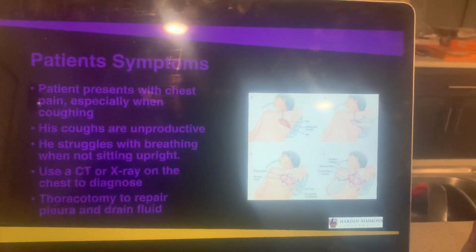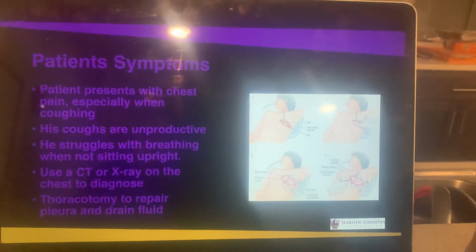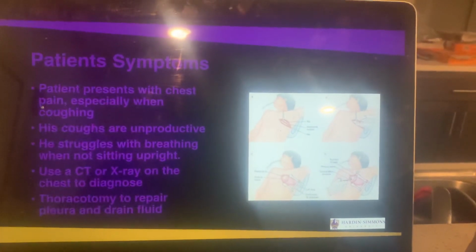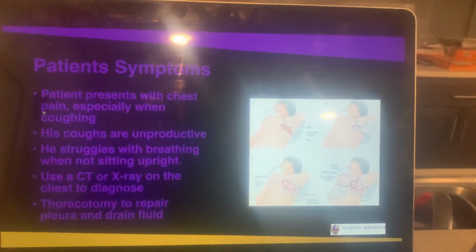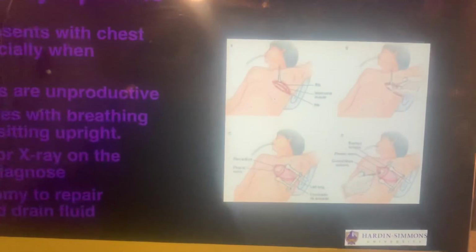You should use a CT scan or an X-ray for the diagnosis, and a thoracotomy, that sounds right, to repair the pleura and drain the fluid. There's a little diagram of the procedure.